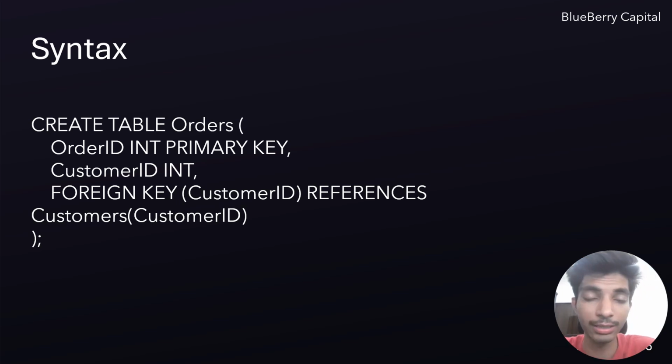So what this query is telling us is that the foreign key customer ID references customers. For example, we have created orders as a table here. Customers is a table that already exists in the database. So it references the customer ID column of the customers table with this table. So this is what this query is telling us. It's pretty simple to implement, but it's very, very powerful at the same time.